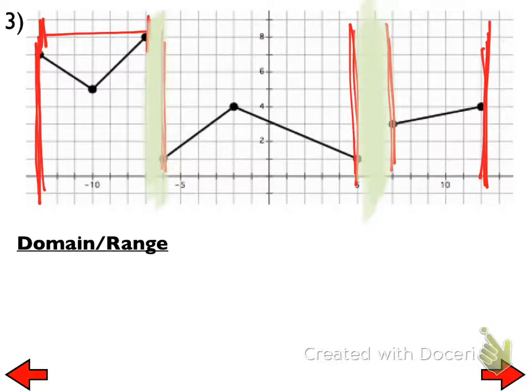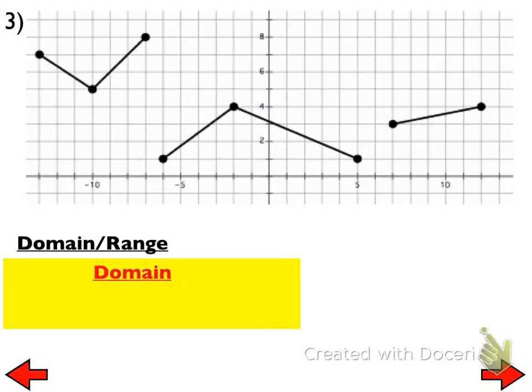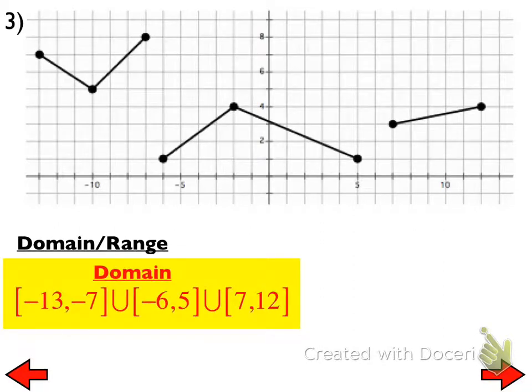So therefore, as far as the domain goes, we're going to have several intervals. From negative 13 to negative 7 with brackets, because we are including the endpoints. We're just measuring the domain there. And then from negative 6 to positive 5, because there was nothing in terms of the graph going from left to right in between negative 7 and negative 6. And then the last interval is from 7 to 12. So you have to be cognizant of holes in the graph.